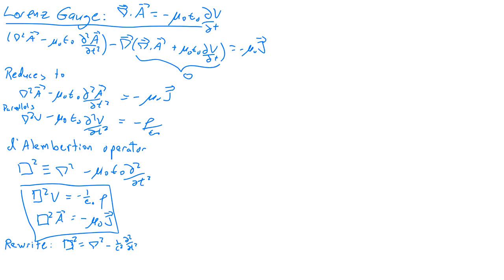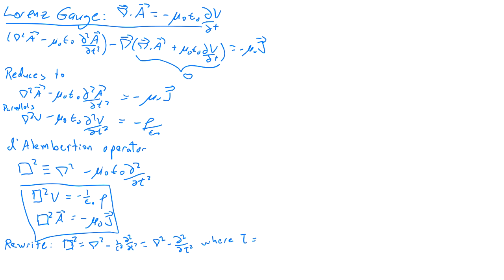Right? And so what we're going to do is, in fact, we can rewrite this right here. Laplacian minus, instead of 1 over c squared d squared dt squared, I'm going to call this d squared d tau squared. And this is a different tau. I'm sorry, yet another meaning for tau.